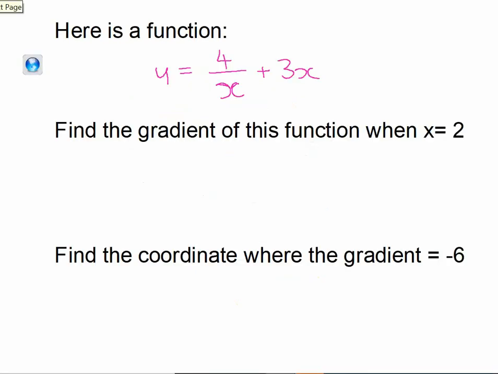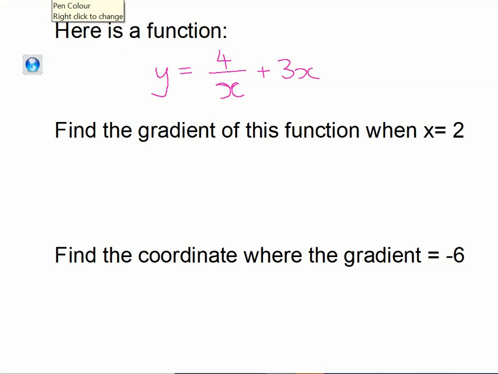Right, so let's step it up a notch. Okay, so here we have a function. I've just rubbed out that bit there. So y is equal to 4 over x plus 3x. Now you probably don't know what this function looks like. It's a reciprocal, if that means anything to you. But we're going to have a look at it in a minute. So find the gradient of this function when x is 2.